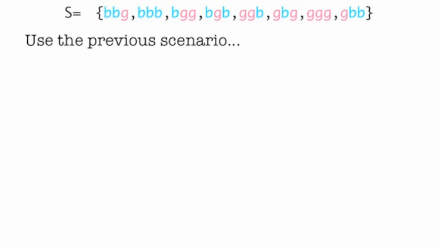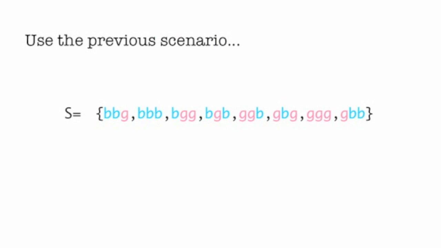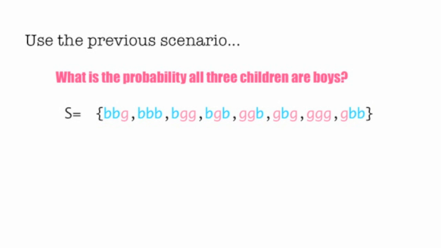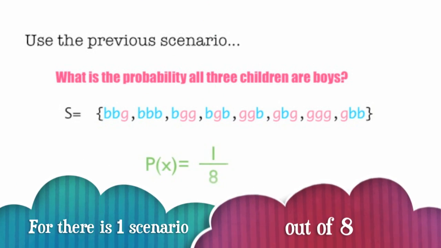Now let's try the same problem from before, but this time use the probability formula. You are given the sample space. To find the probability of having all boys, you count the number of outcomes that are all boys, which is 1, and since there are 8 outcomes, the probability is 1/8.